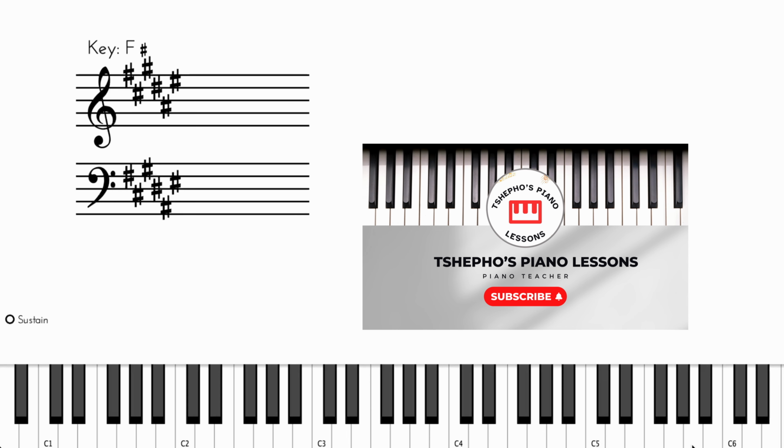If you haven't checked my video where I show you the scale of F sharp, 1 up to 7, make sure you check that first before you watch this video, because you want to first know your 1 up to 7: 1, 2, 3, 4, 5, 6, 7. In this video, we're going to be looking at the inversions of these chords.